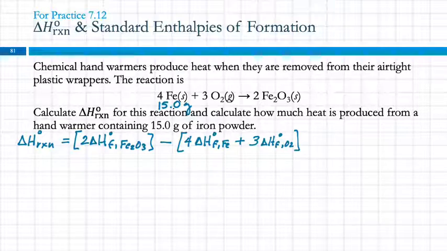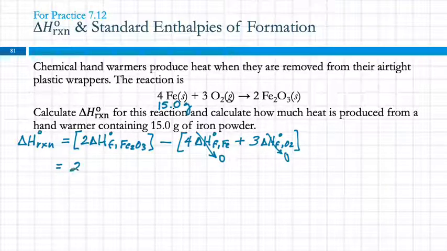And then we have to look these things up. What's nice about these ones at the end here? They're both elements in their standard states. This is 0, 4 times 0, still 0. This one's 0, 3 times 0, also 0. So what we need is 2 times the heat of formation for Fe2O3, which conveniently is a compound that was used in the previous example, and so I still have it written on the board.